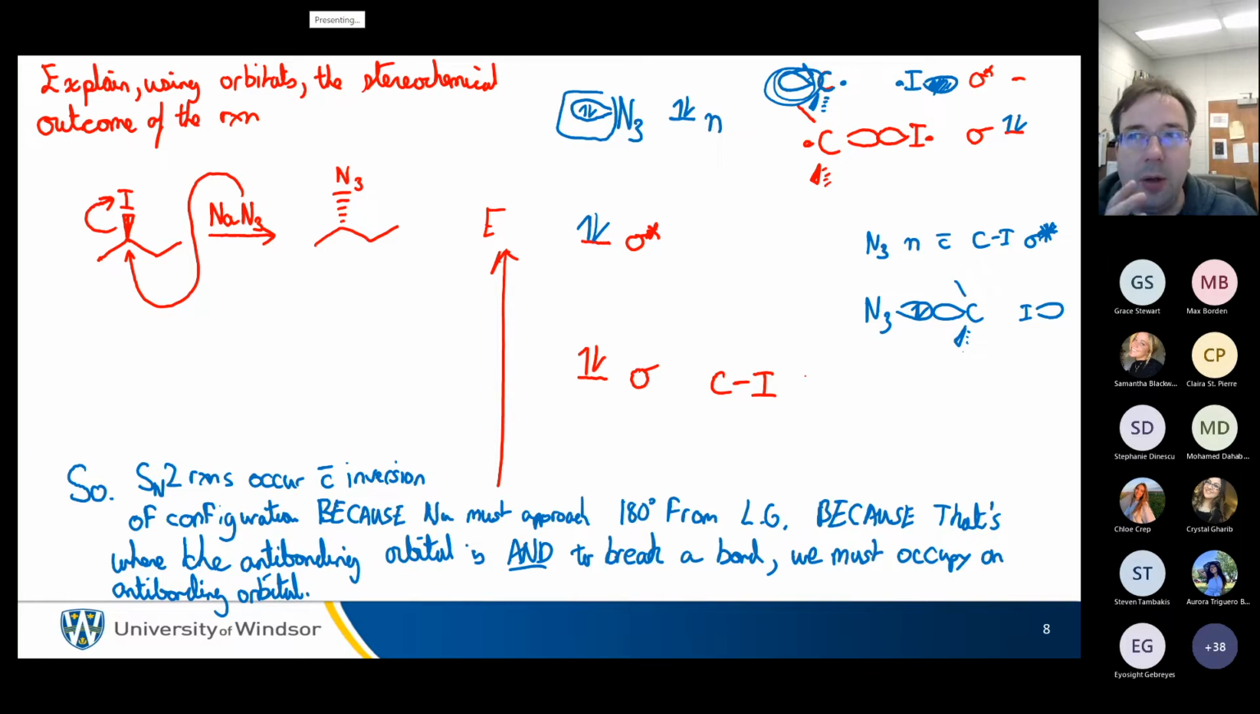But the result of this is what is really, really important. That's that you do get inversion of configuration. The nucleophile always comes front and back. And the reason it does that is because of orbitals.